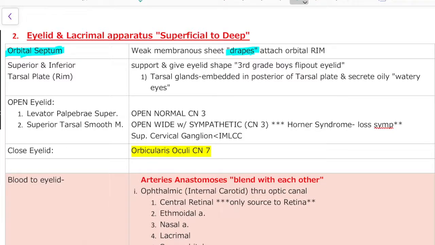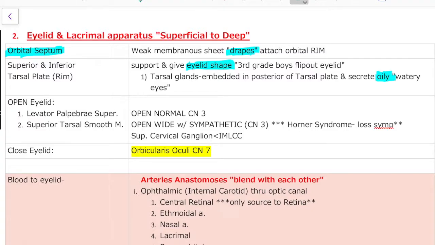So what is a tarsal plate? We have two, the superior and inferior tarsal plates, and that is what gives the eyelid its shape. An example of that is young boys who flip out their eyelids, and they're doing that to the superior and inferior tarsal plates. Inside the tarsal plate we also have tarsal glands that secrete an oily substance, so when you get water in your eyes, it retains the water and does not let it out. And that is due to the tarsal glands.